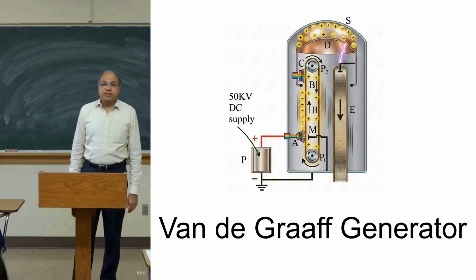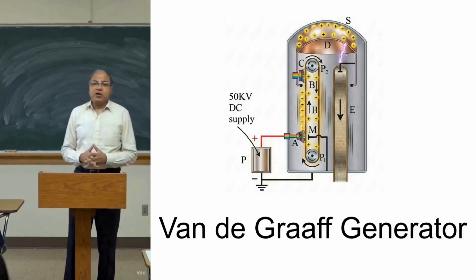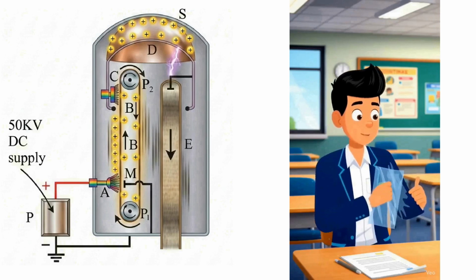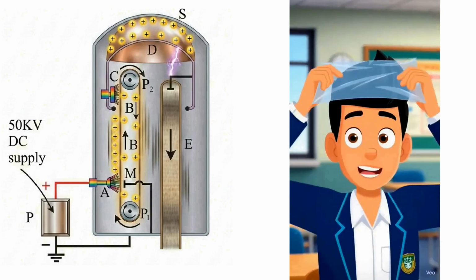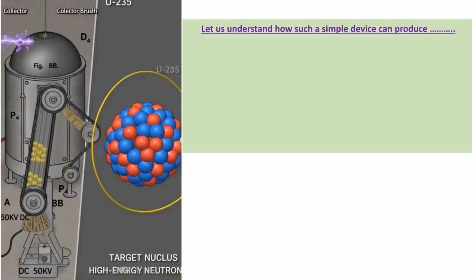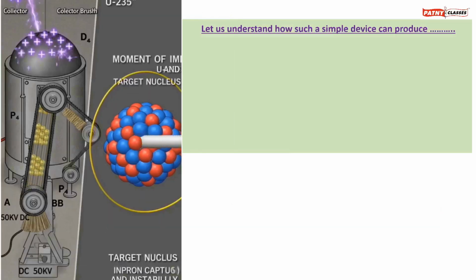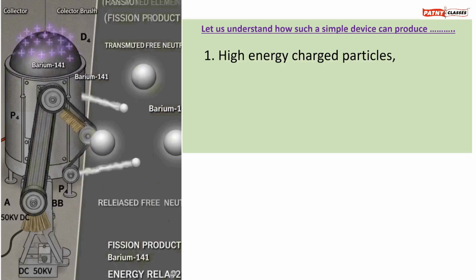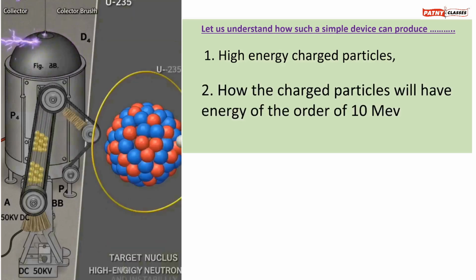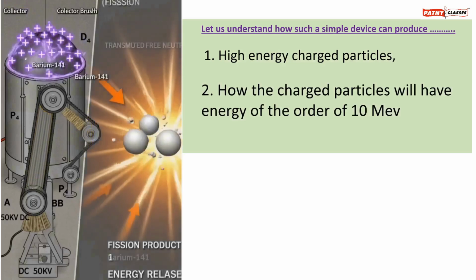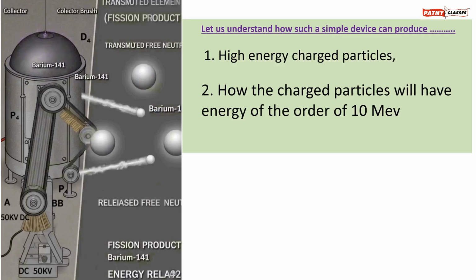The Van de Graaff generator helps us to understand basic principles of electrostatics. It helps us to understand how we can produce high voltage, high potential by using basic principles of electrostatics. Let us understand how such a simple device can produce high energy charged particles, and second, how the charged particles will have energy of the order of 10 million electron volts.